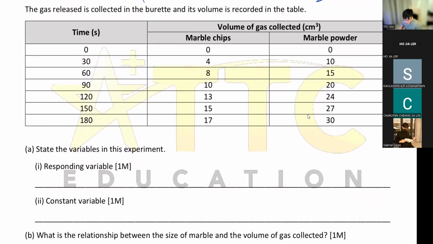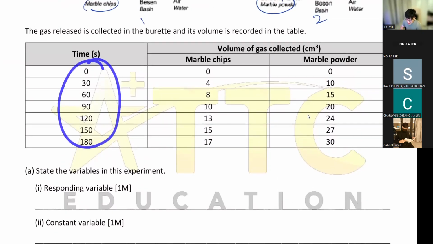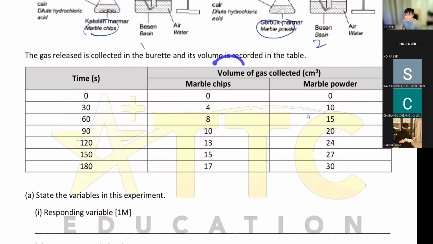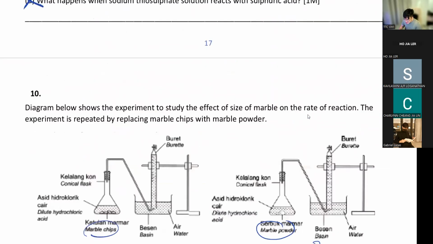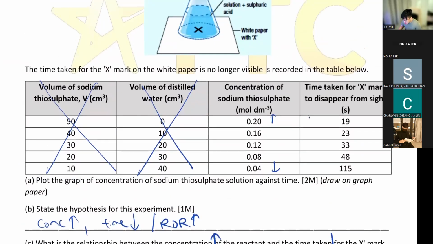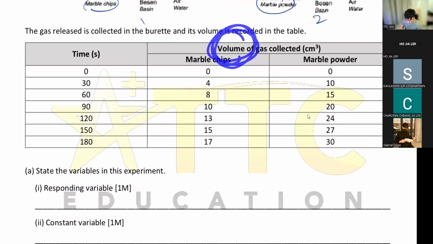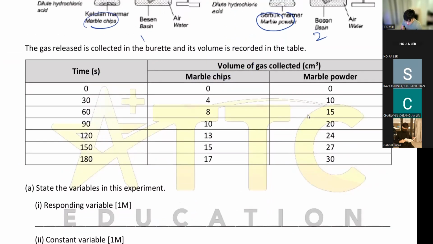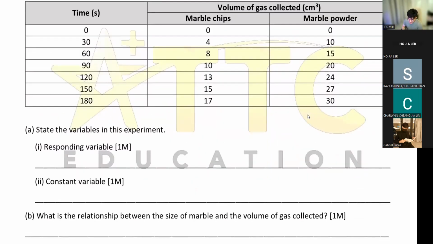Okay. So, you see, this time they are not measuring time, but they are measuring volume. Just now they were measuring time, but now they are setting the time and measuring the volume. Guys, it's actually the same thing. You see, let's say after 120 seconds, chips will give me 17 cm, marble powder will give me 30 cm. Same thing, right? This is to show you the ROR. All right. So what is the RV?